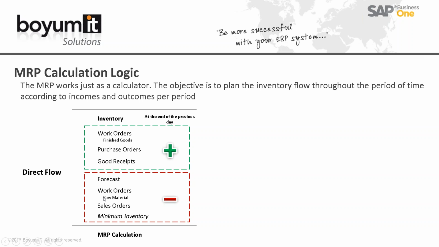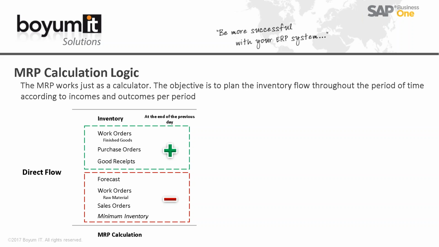Also, the work orders from the raw materials are mostly for consumption. I mean, we're going to consume this raw material in order to produce, but in this case, it's going to take the inventory. Also, the sales orders, that is more or less the same as the forecast, and the minimum inventory that we have. With all this, the system will start calculating based on the period of time that we have.